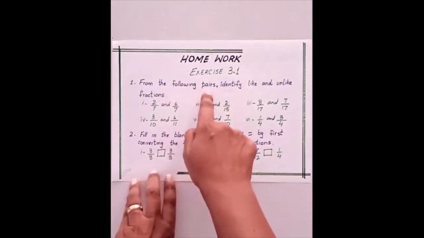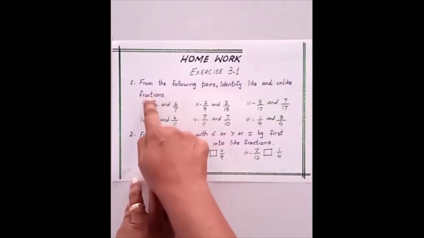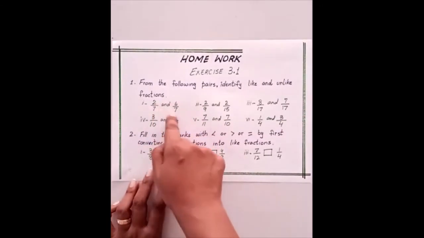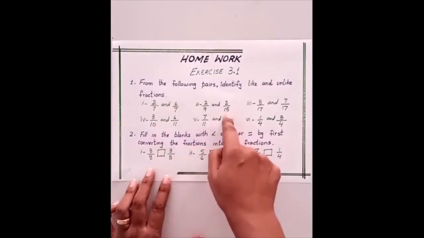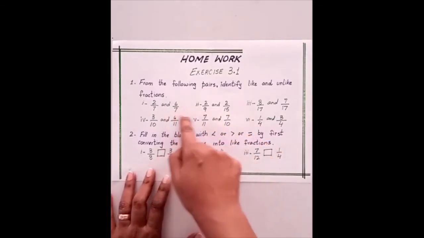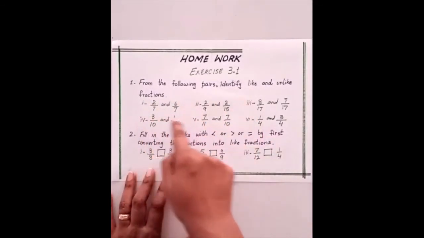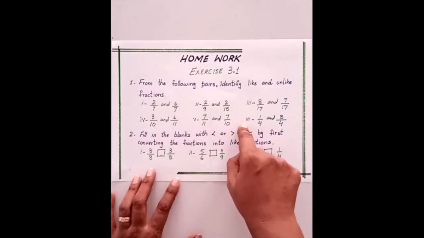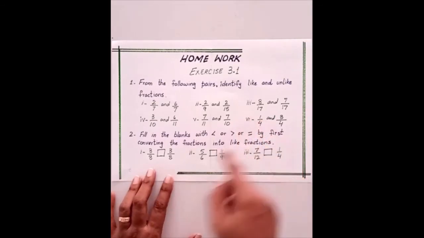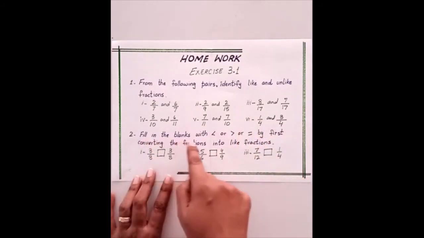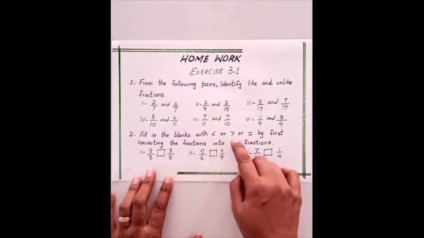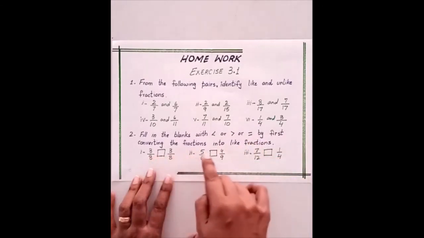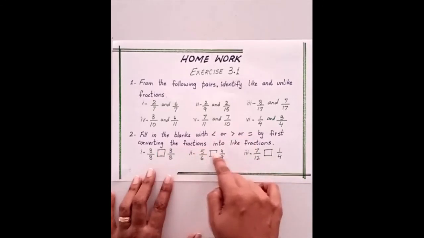From the following pairs, identify like and unlike fractions. I told you now students how you will find like and unlike fractions. With the same denominators you will see these are like fractions, and different denominators these are unlike fractions. So these are the numbers 1 2 3 4 5 6. 6 questions are there. You have to identify like and unlike fraction pairs. And question number 2, what you have to do, fill in the blanks with less than or greater than or is equal to. You have to put these signs in these blanks.